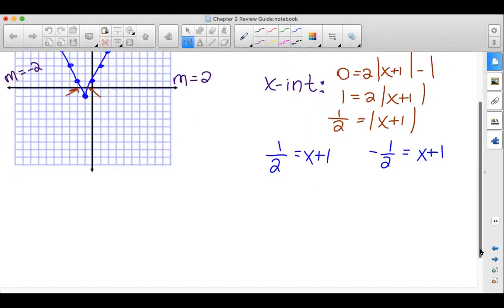And then we solve for x. So to solve for x, I would subtract 1. If I have a half and I'm subtracting 1, I then have negative 1/2. So a half minus 1 is negative 1/2. On the other side, if I have negative 1/2 minus 1, I have negative 3/2. Don't write them as mixed numbers. We're above mixed numbers.